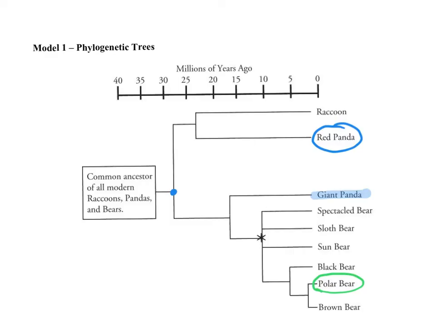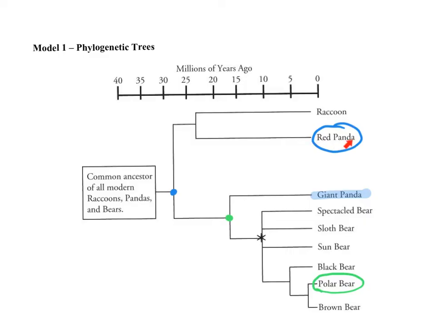Next, I'm going to compare the giant panda to the polar bear. And so I need to find the polar bear located on the graph. There it is in green. And now I need to see where the common ancestor between the giant panda and the polar bear is going to be. And it will be right here. So because the common ancestor for the polar bear and the giant panda is only about 16 million years ago, they are more closely related. Your giant panda and your polar bear are more closely related than the giant panda and the red panda.